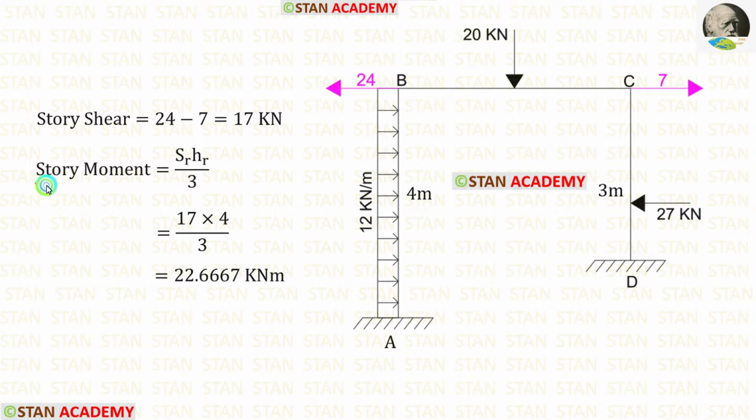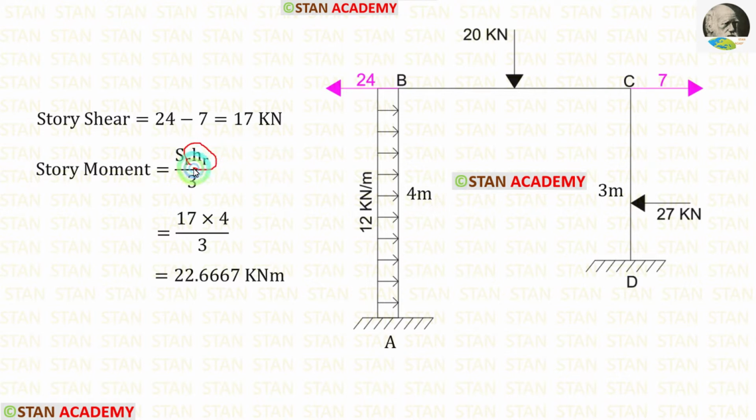Now, let us find the story moment. The formula is SR HR upon 3. SR is the story shear. To find the story shear, we have to add the horizontal reactions at the points B and C. The reaction at the point B is acting towards the left side, so it will be positive. The reaction at the point C is acting towards the right side, so it will be negative. When we add these two values, we will get 17.